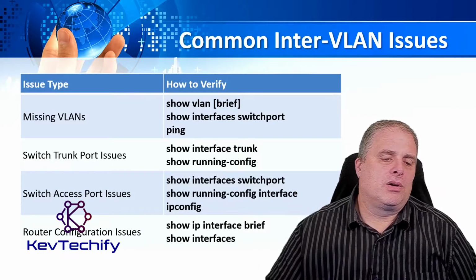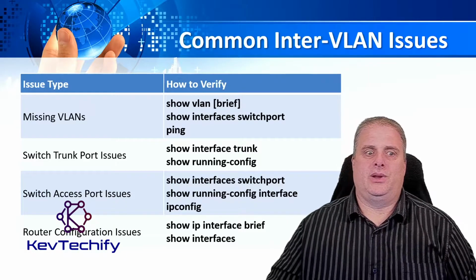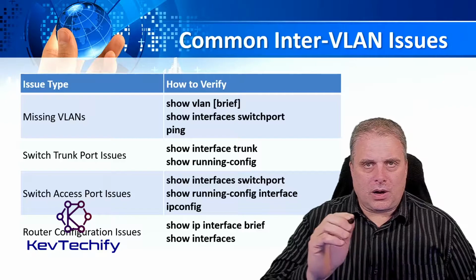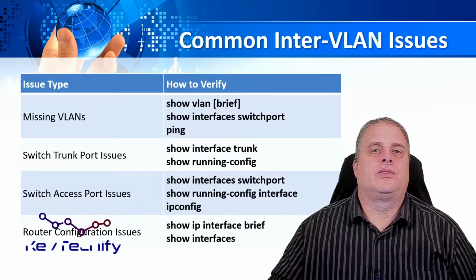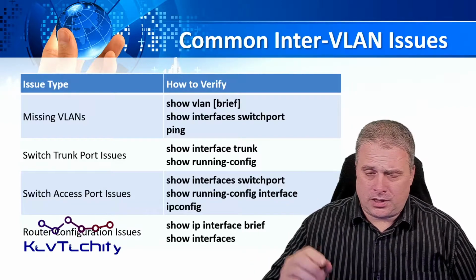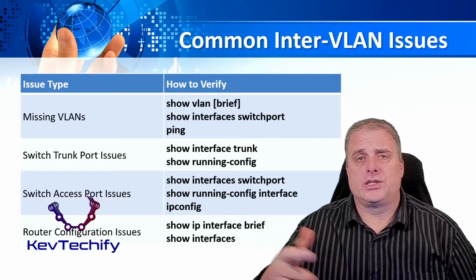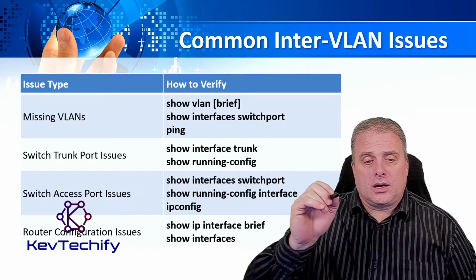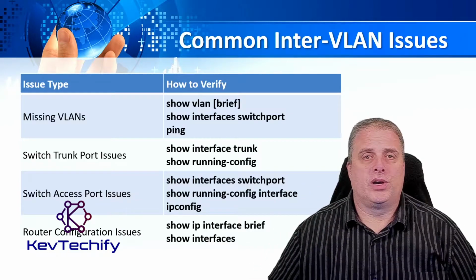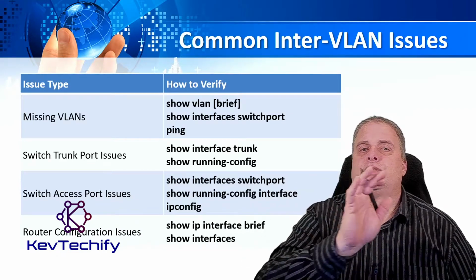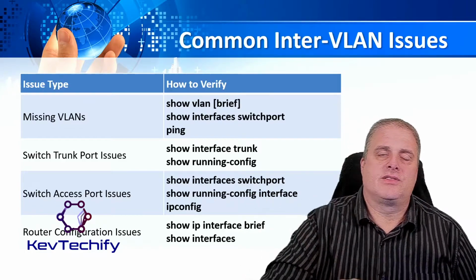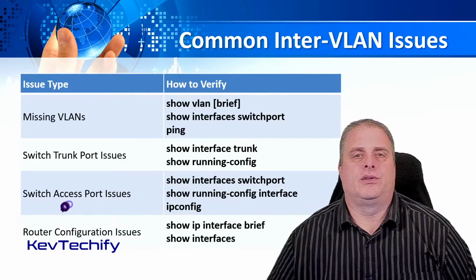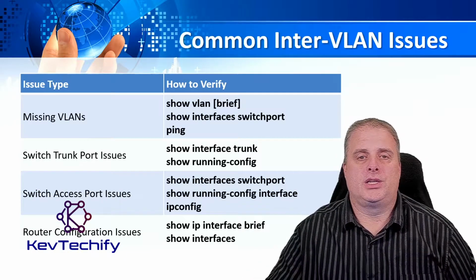And finally, router configuration issues, making sure that we have all the routing configured correctly on our device, on our layer 3 switch, on our routers, depending upon if we're doing router on a stick or layer 3 switching. We can do a show ip interface brief, which gives us a nice little table with the interface, the status, and an IP address if we have one associated there. We can also use show interfaces, where it lists out a lot of the information.